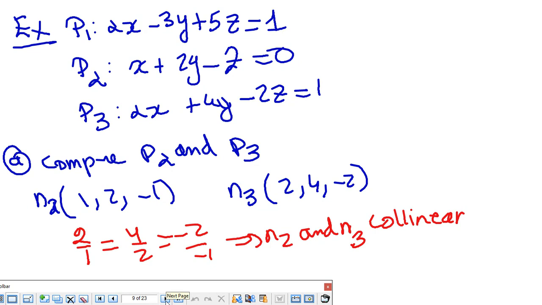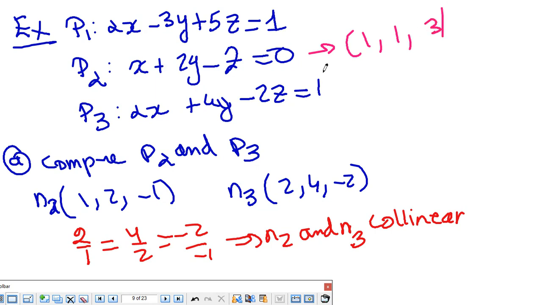How can I check if it's parallel or overlapping? Either you solve the system to see if there is a point of intersection, or you take any point on the plane P1. For example, we say x = 1, y = 1, and you find z. How do you take a point on a plane? You can pick any x and any y. I say I want x = 1 and y = 1, and then you find the value of z. So here, for example, z will be 3.